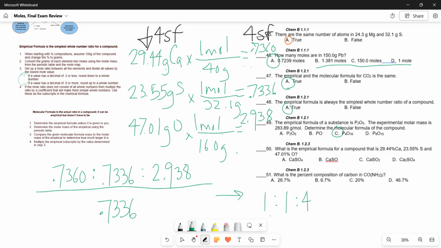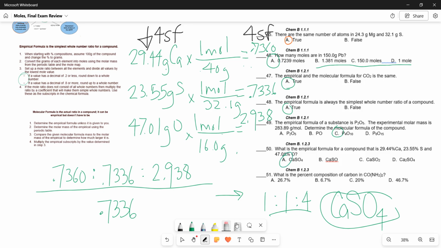So what does that mean? Well, these are the subscripts in the formula. So Ca is a 1, so we don't put a 1 down. S is a 1, we do not put a 1 down, and oxygen is a 4. So this is the final answer here, and so coming up here, it is A.